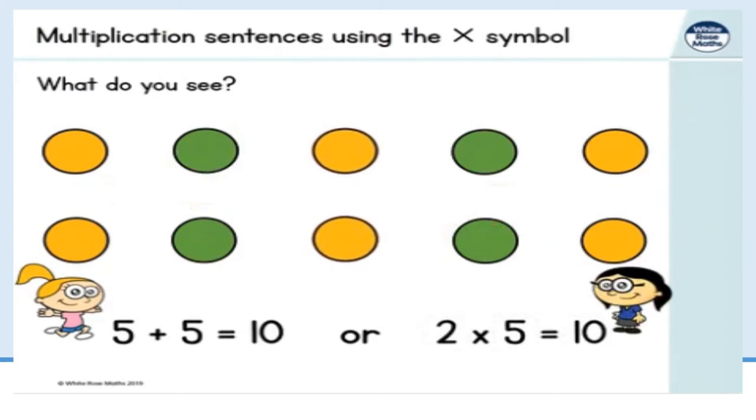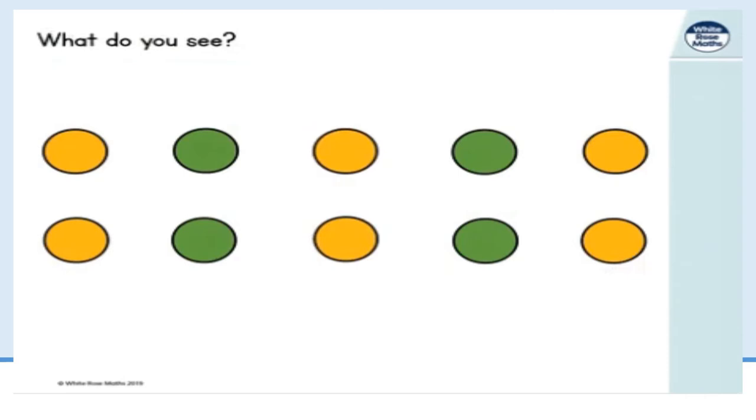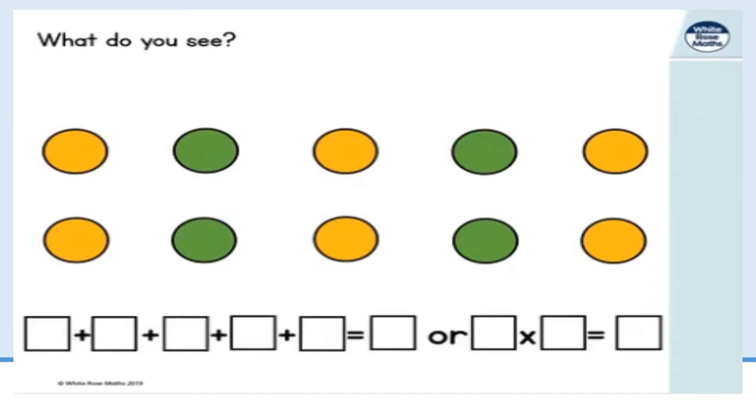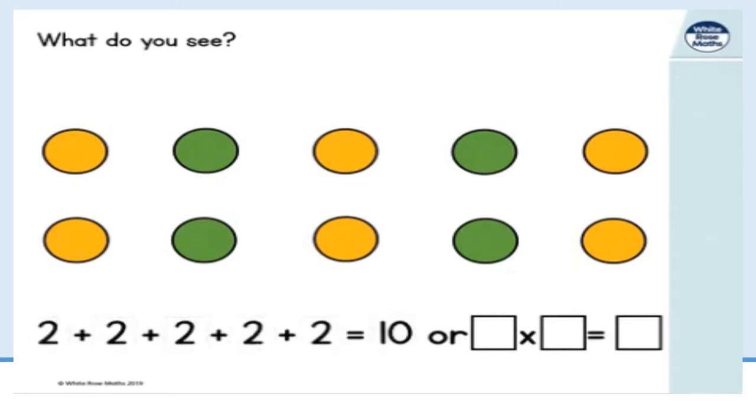Annie is changing things around a little bit. She's moved two of the circles. What do you see now? Now I can see 2 plus 2 plus 2 plus 2 plus 2, which is still equal to 10. And I can see 5 groups of 2 this time, which is equal to 10.